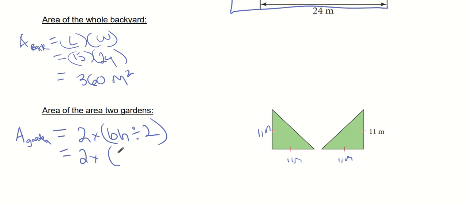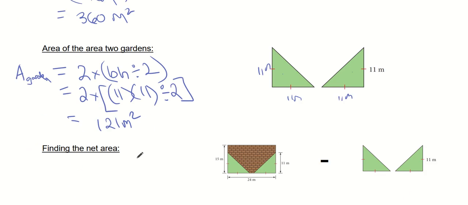So in this case, the base will be 11 meters multiplied. I'm going to use a square bracket here. Multiplied by 11 meters, or I could have said 11 meters squared, either or, and divided by 2. Let's see what we get. I believe we should get 121 meters squared. There we go. And that's for the whole garden, so it's two of these triangles.